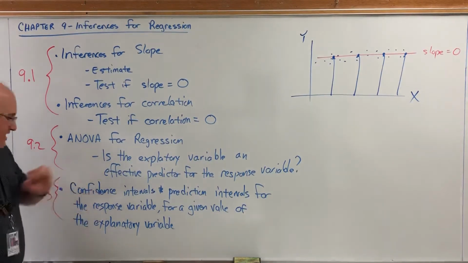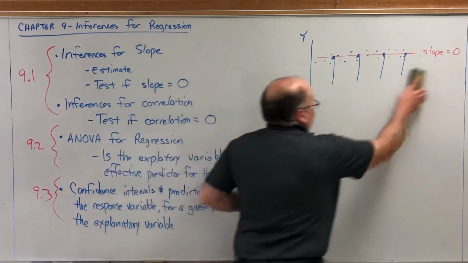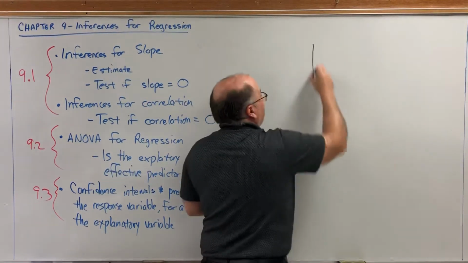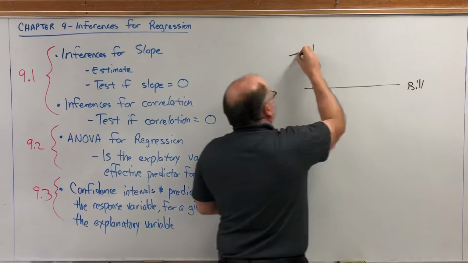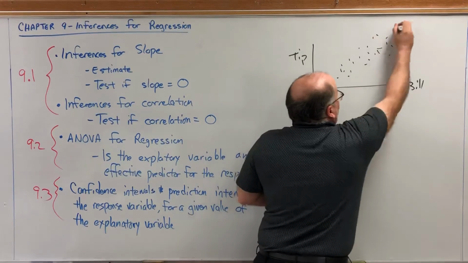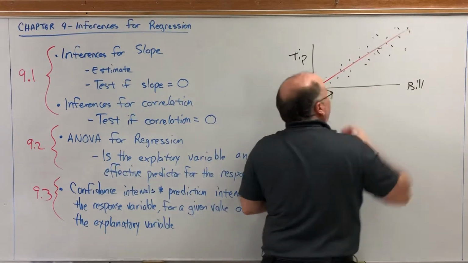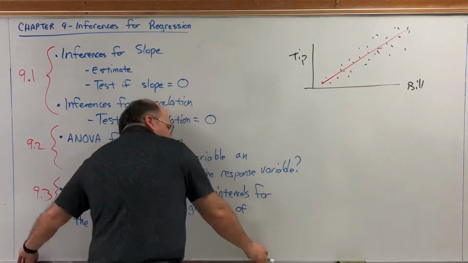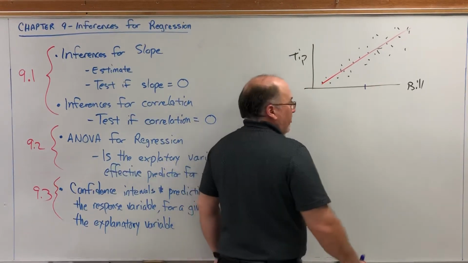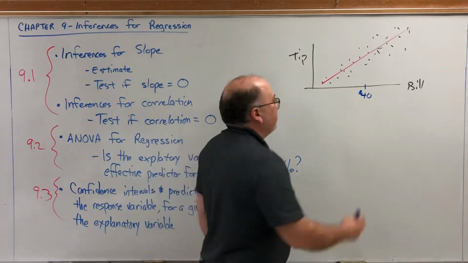In 9.3, we're going to construct what are called confidence intervals and prediction intervals for the response variable for a given value of the explanatory variable. Just a quick preview of what that means. Let's say that we have a scatter plot connecting bills and tips, and some sort of scatter plot that may look like that, and some least squares line that looks like that. What we're going to do in the last section of this chapter is pick a specific value for the explanatory variable. For example, let's say that we want to focus solely on bills of $40.